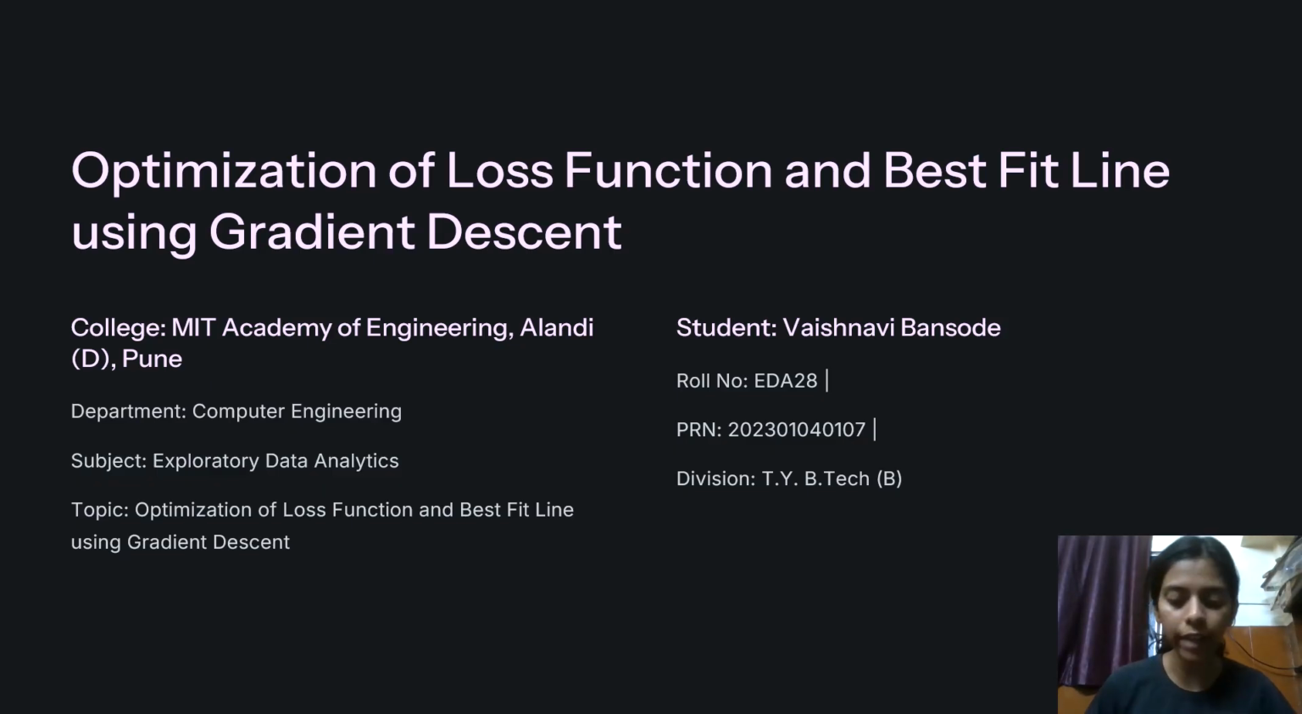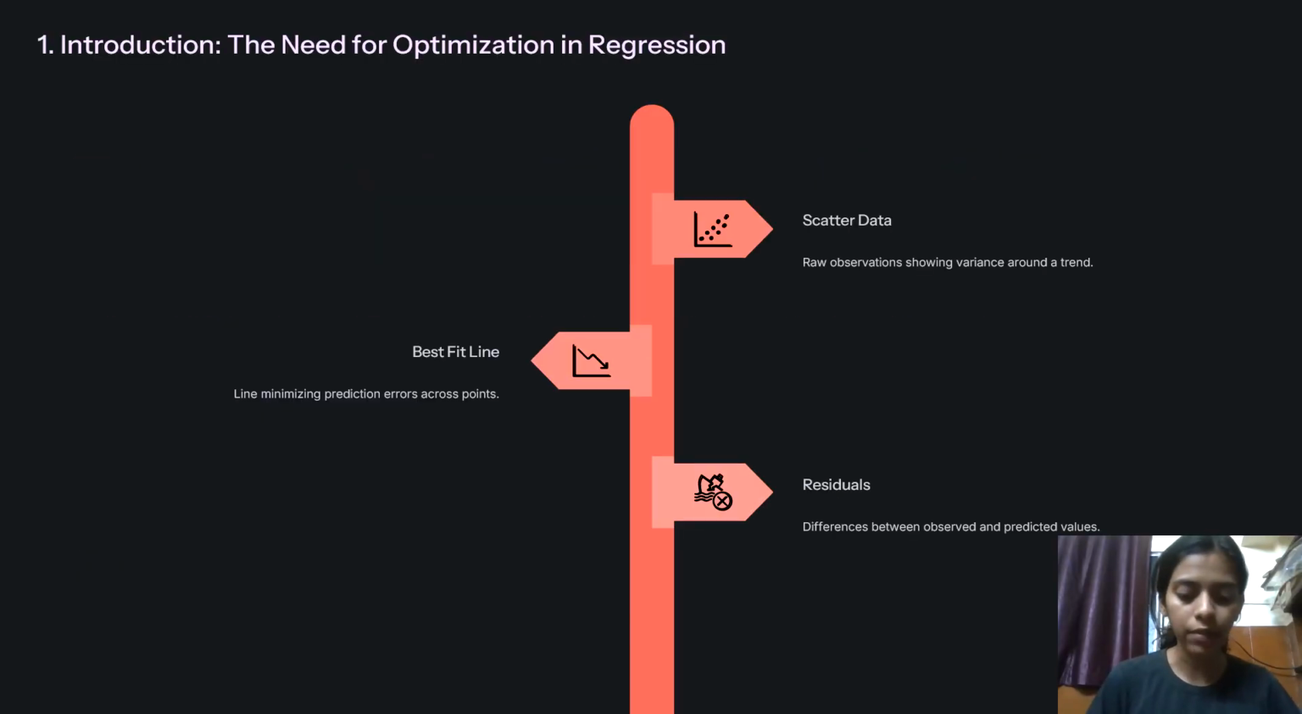Today I'll be explaining a very important concept from machine learning, that is optimization of loss function and the best fit line using gradient descent. This topic lies at the heart of regression and is one of the most essential techniques used in predictive analytics and data modeling. Let's start with the first slide.